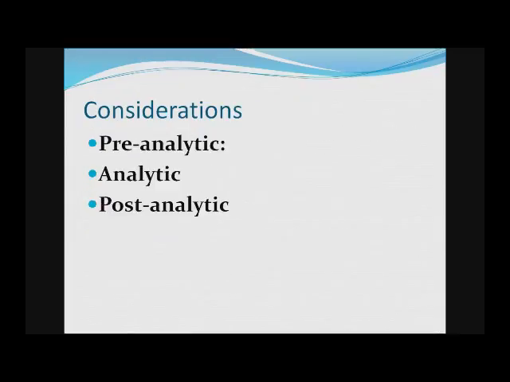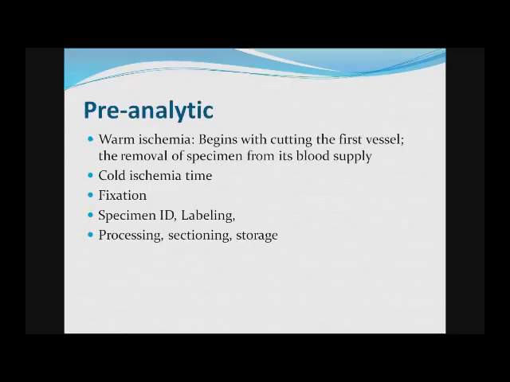Some of the considerations in today's world of immunohistochemistry are the pre-analytic, the analytic, and the post-analytic. The pre-analytic starts out with warm ischemia. Warm ischemia is when you start snipping that very first blood vessel. We learn in histology at our very beginning that autolysis starts. When you start snipping those blood vessels, it is changing the DNA, the RNA, and the proteins. And most of our immunohistochemistry, we are staining and looking at proteins.